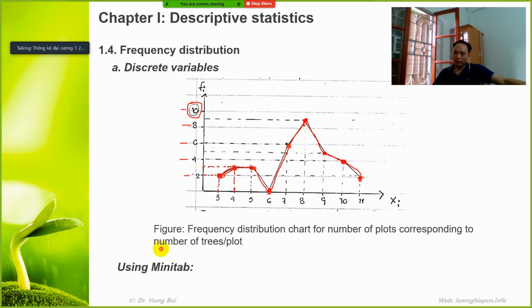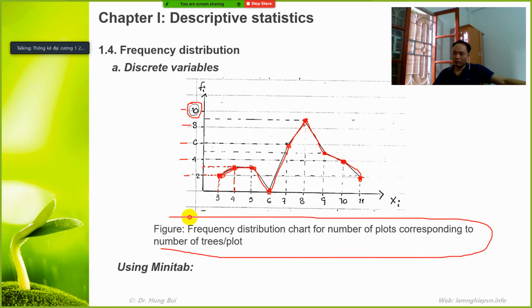Yes, and you have to write this one. Frequency distribution chart for number of plots corresponding to the number of trees per plot. Very easy. So this is called a frequency distribution chart, remember. Okay, very easy. And if you want to create a line, you can create it like that.